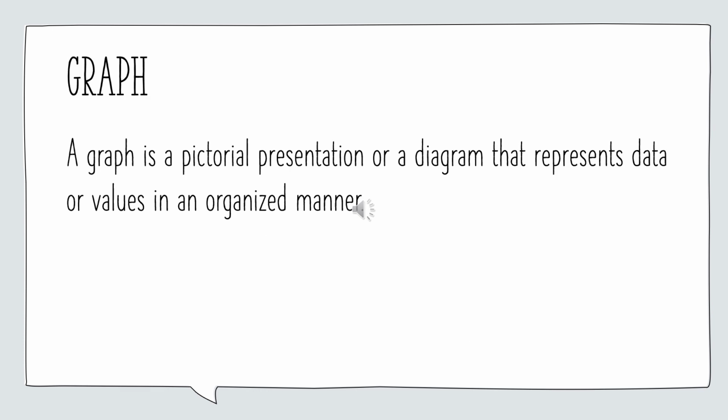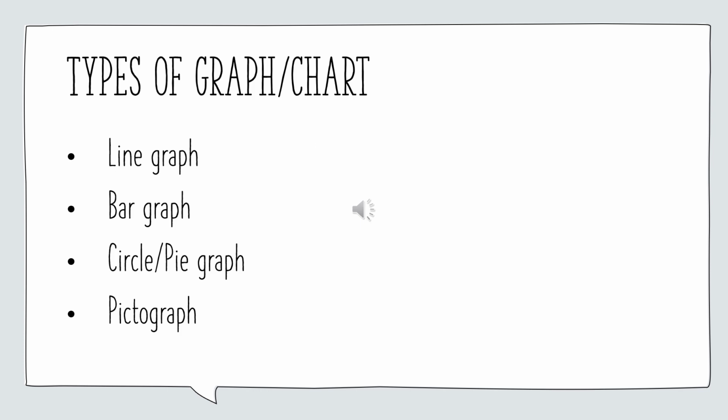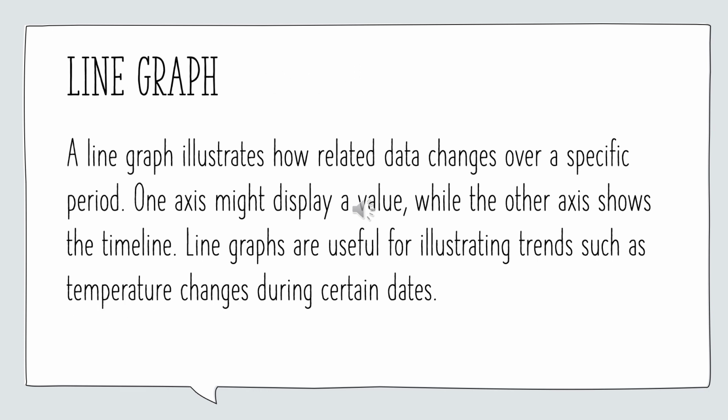Before we start, let's define first what is graph. A graph is a pictorial presentation or a diagram that represents data or values in an organized manner. The following are the types of graph or chart. 1. Line graph. 2. Bar graph. 3. Circle/pie graph. 4. Pictograph. Let us discuss first what is line graph.